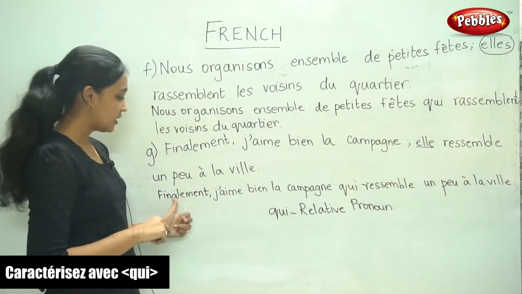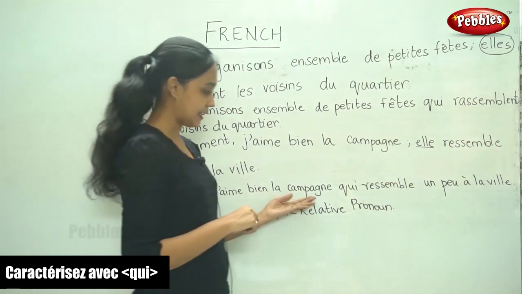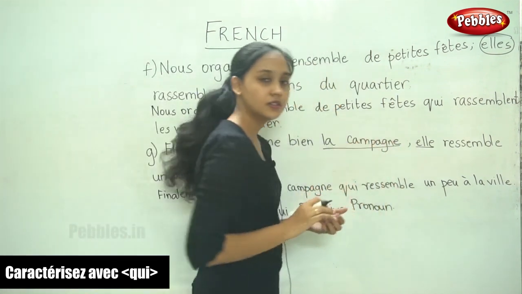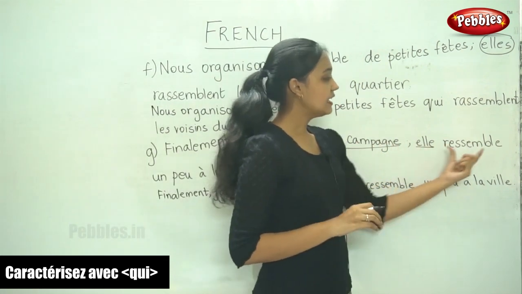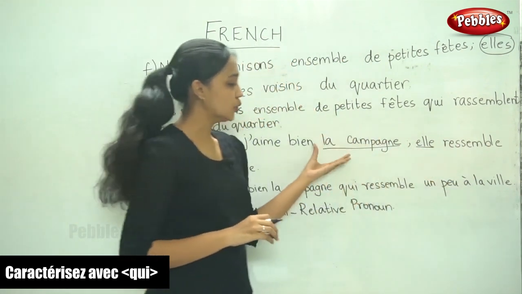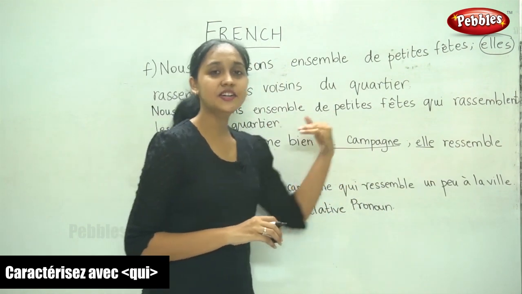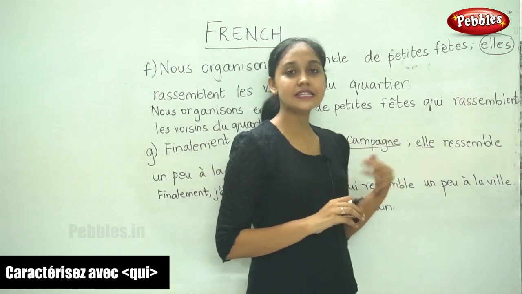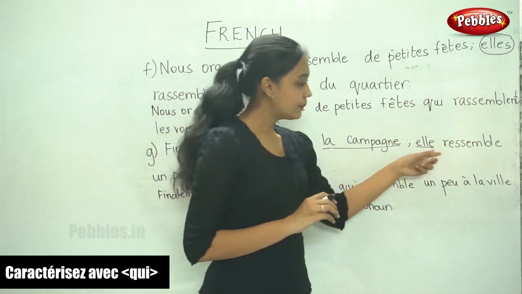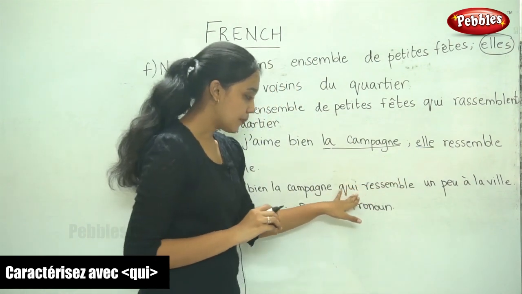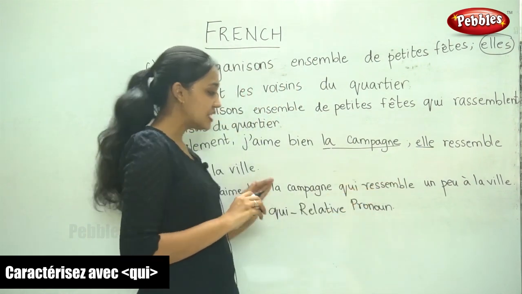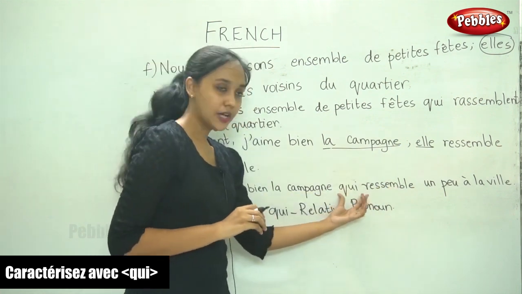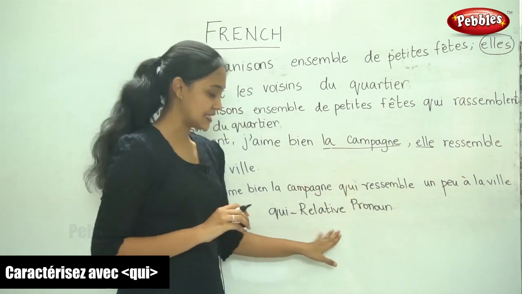So, in this case, finalement, j'aime bien la campagne. So, the noun here is la campagne. And again, elle ressemble. Elle again refers to la campagne. So, there is a repetition. Though the words used are different, they both represent the same thing. So, we replace this subject with a pronoun which relates the two sentences. So, it is a relative pronoun. A pronoun which relates the two sentences.